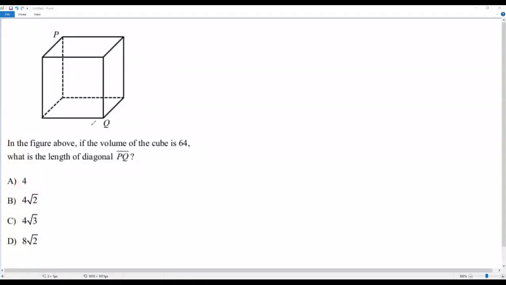Here we have a SAT math problem. Okay, let's go to the question. In the figure above, if the volume of the cube is 64, what is the length of diagonal PQ? Okay, in the given cube, we have to find the length of the diagonal.